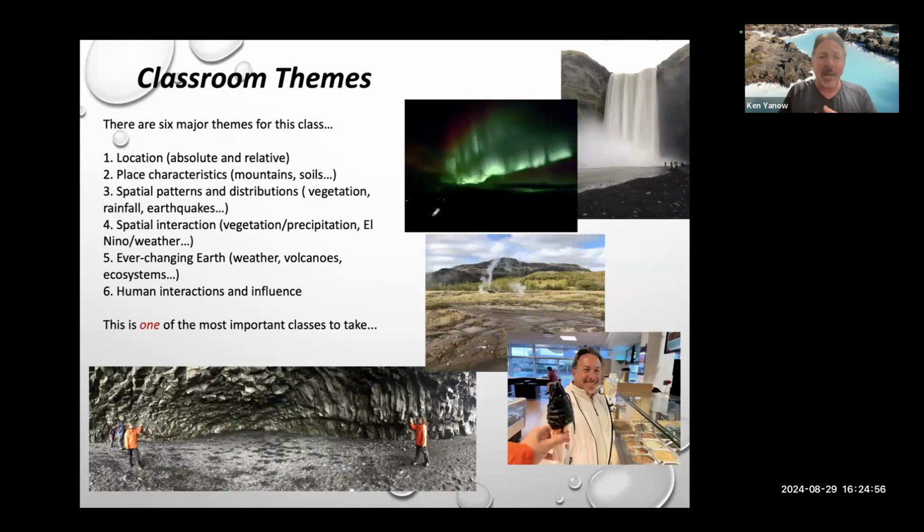Number 1, we're going to take a look at location, both absolute and relative. We're going to look at place characteristics, mountains and soils. We'll look at spatial patterns and distribution, i.e. vegetation, rainfall, earthquakes. We're going to look at the spatial interaction of stuff, vegetation to precipitation, El Nino to weather. We'll look at ever-changing Earth, how does weather change, volcanoes and ecosystems, and of course, human interactions and influence. Really important stuff.